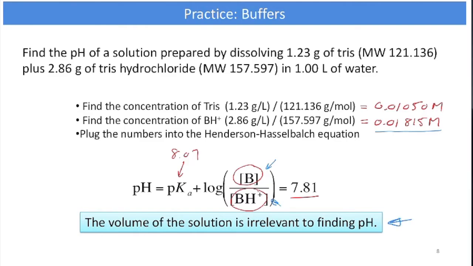So the volume of the solution is irrelevant to finding the pH. It doesn't matter what the volume is. As long as you know how many moles of acid and base are in there, then your pH calculation will be the same using the Henderson-Hasselbalch equation.